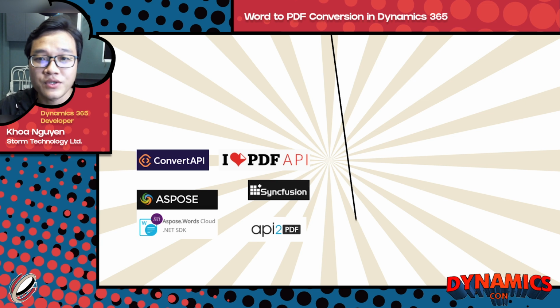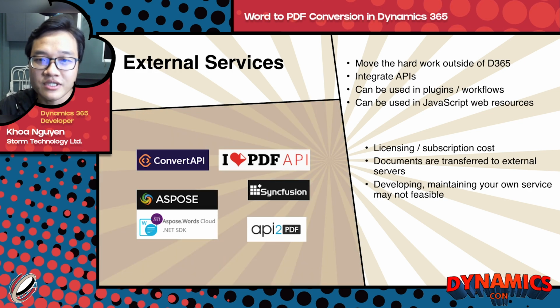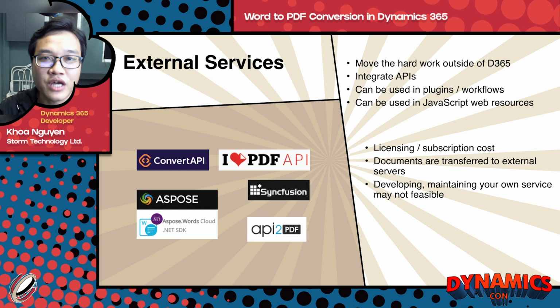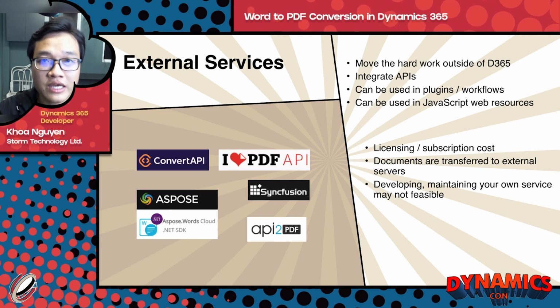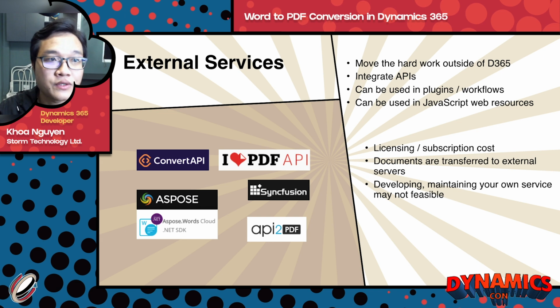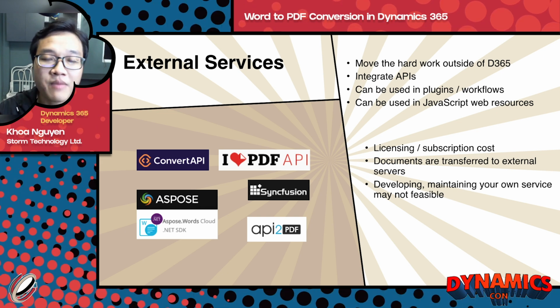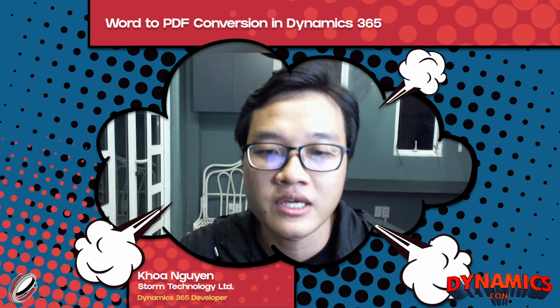So that brings us to the second approach, using external services, either an online service or building your own service. The idea is to let the external service do the hard work outside of the Dynamics 365 environment, and we just need to take care of the API integration. So we can write our custom plugin or workflow or even a JavaScript web resource to send the request with our Word document to their servers or to external services, and then get back the PDF document from the response.